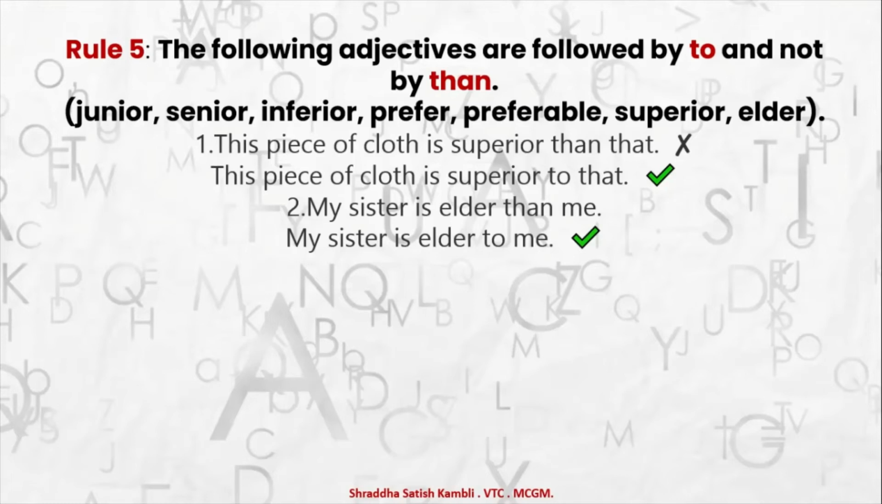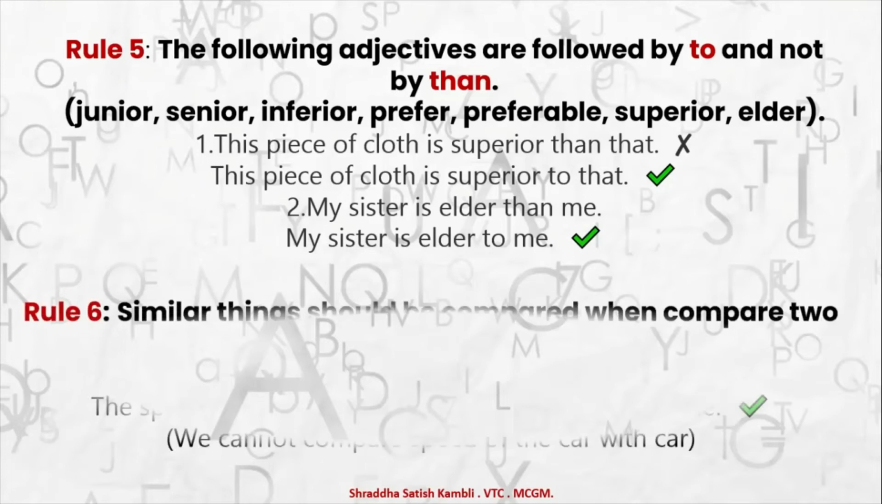This piece of cloth is superior than that is wrong. This piece of cloth is superior to that is correct. My sister is elder than me. This is a common mistake that most of us make. My sister is elder than me, which is wrong. So what is the right one? My sister is elder to me. So this was the next rule. Coming to rule number 6.